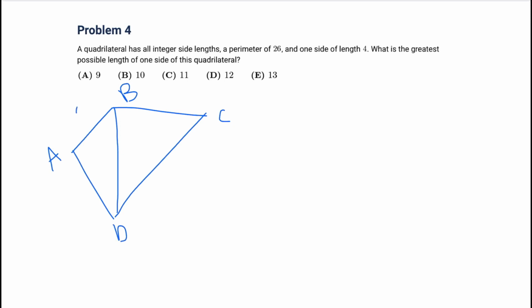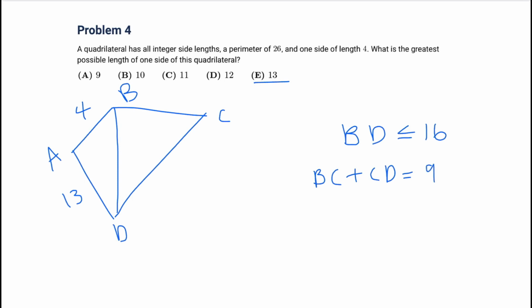So we know that one side length has length 4, so we'll label that. And from here we can just test out the answer choices. So we'll start with the largest answer, 13. And we'll set AD equals 13. And that means that we must have BD smaller than or equal to 16 because of the triangle inequality. And we have BC plus CD must be equal to 9 because the perimeter of the quadrilateral is 26.